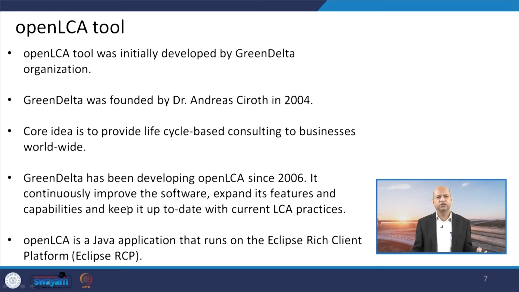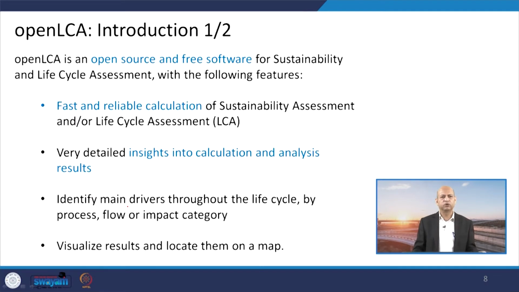That was the basic idea, and then this organization has been developing several versions since 2006, and it is improving continuously. This software is being improved and expanded in features, capabilities, and other attributes. It is kept up to date depending upon the challenges and opportunities in LCA practices. And this is basically a Java application tool, and it runs on the Eclipse rich client platform, Eclipse RCP. So, these are the basic things about openLCA.